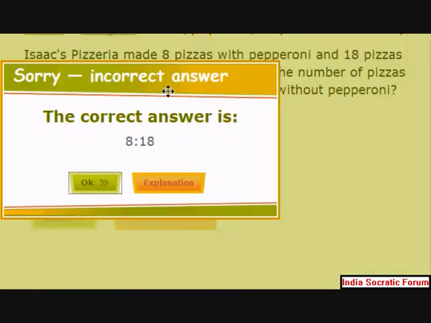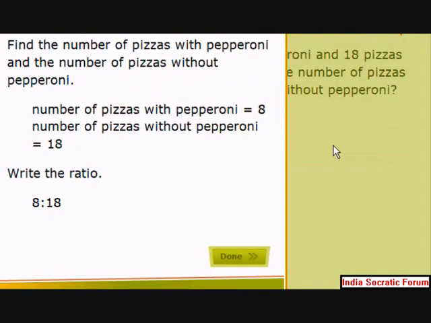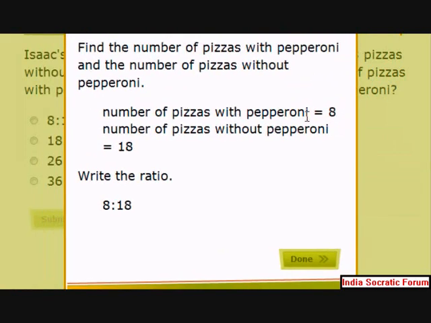Correct answer is 8 is to 18. Do you know why? With tomatoes is 8. Number of pizzas without tomato is 18. With tomatoes to without tomatoes is 8 is to 18.